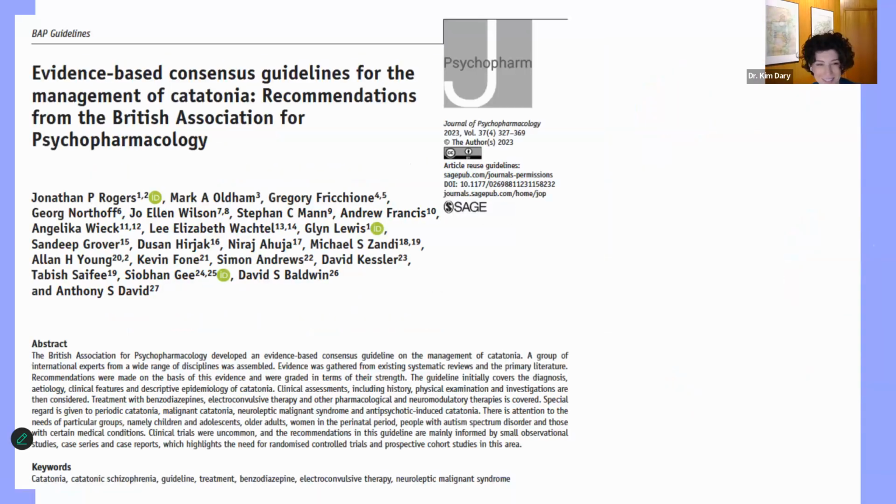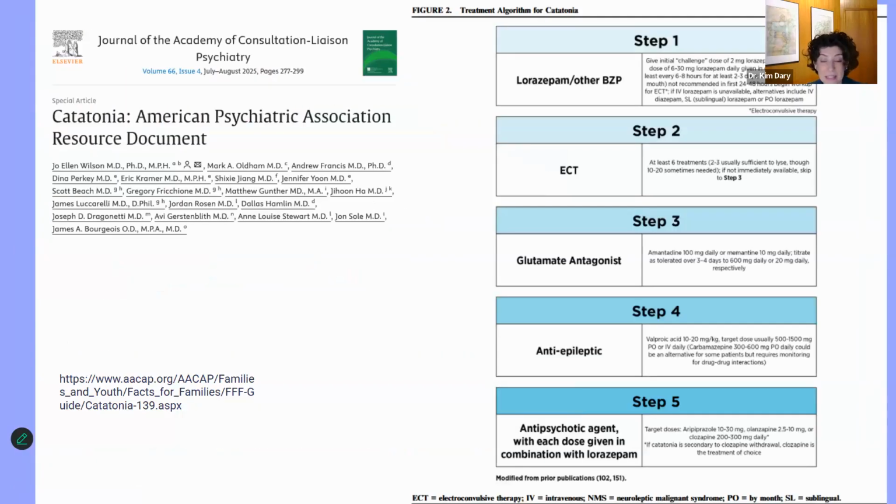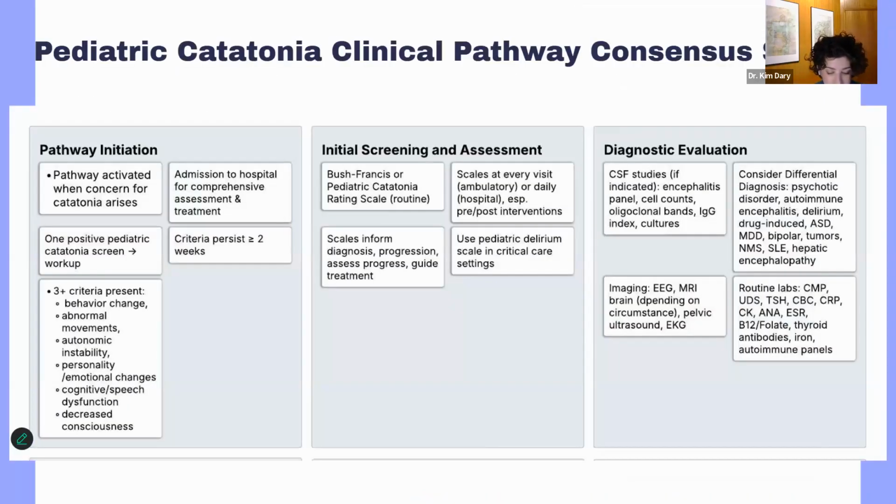That being said, sorry, Dr. Stolte, there are evidence-based guidelines for catatonia, but these are geared towards adults. So right now we don't have consensus guidelines that have been made specific to the child and adolescent population. The American Psychiatric Association also has their resource document on catatonia. They have their stepwise approach of lorazepam or other benzodiazepine, ECT, consideration for a glutamate antagonist, antiepileptics if needed, and antipsychotic agent. And as Dr. Stolte had said, looking at a low potency. So those, again, are part of the adult world.